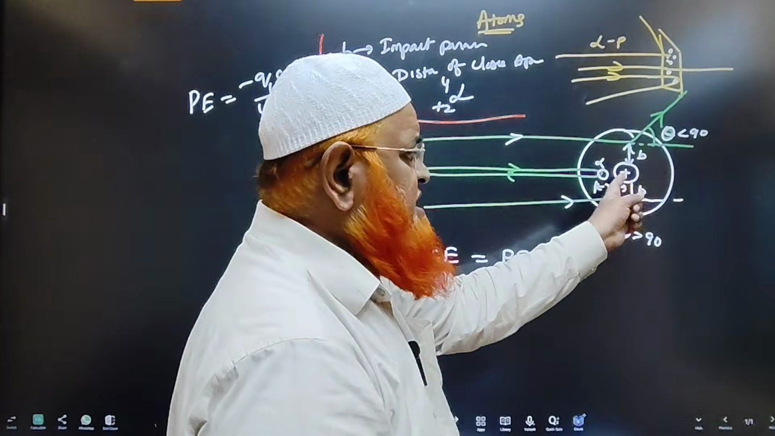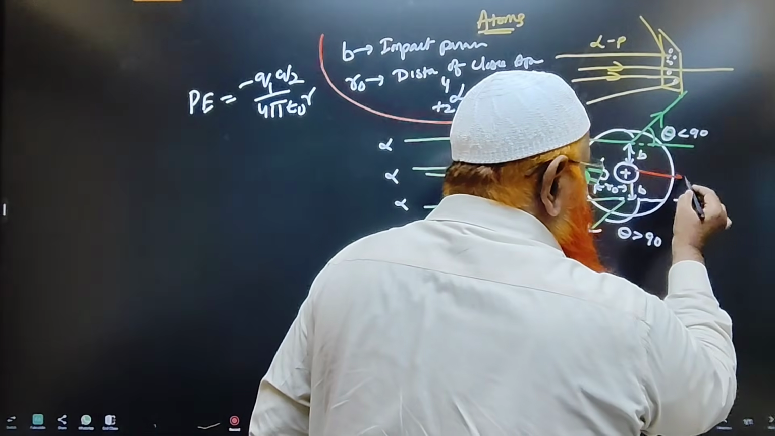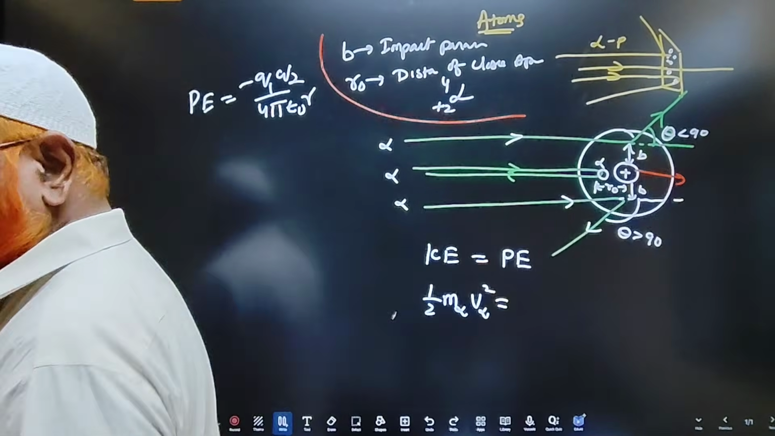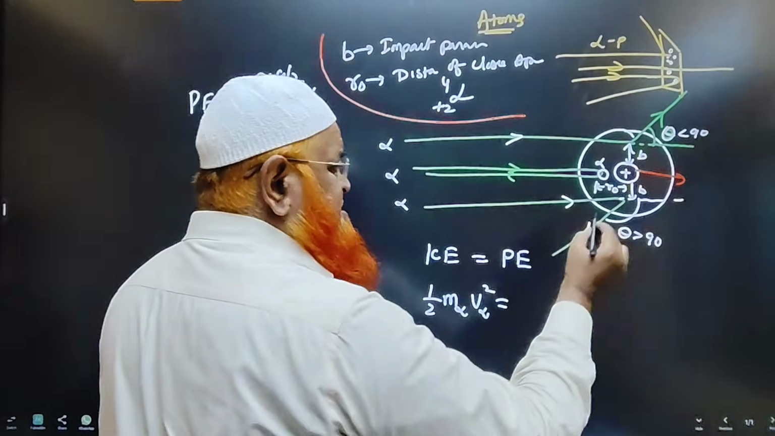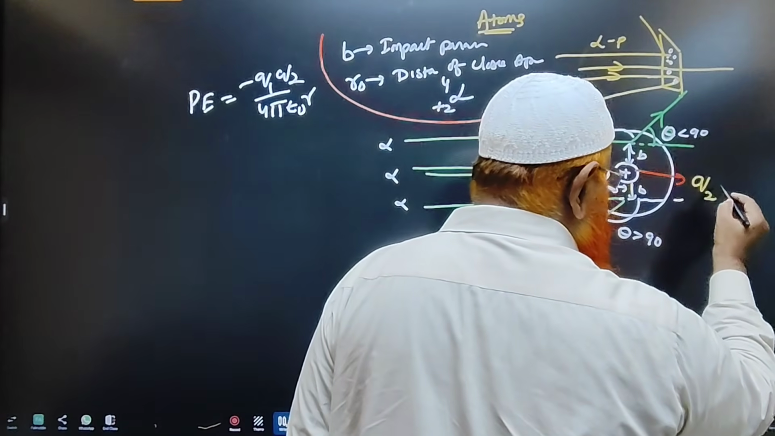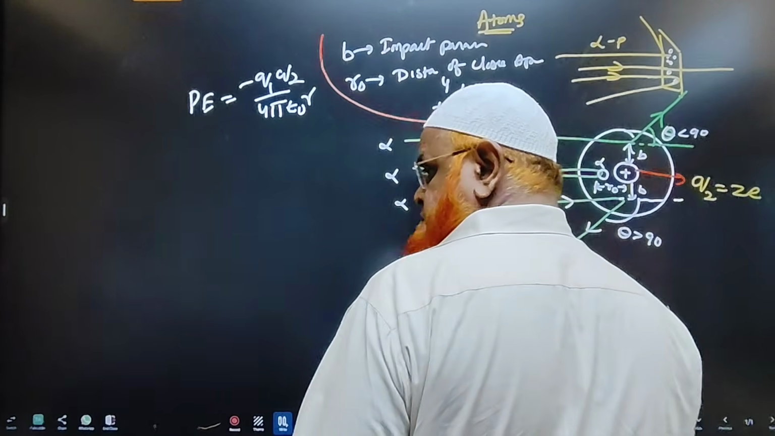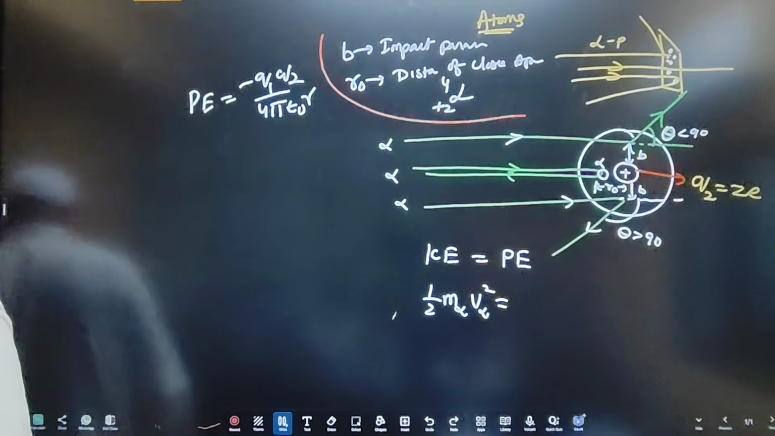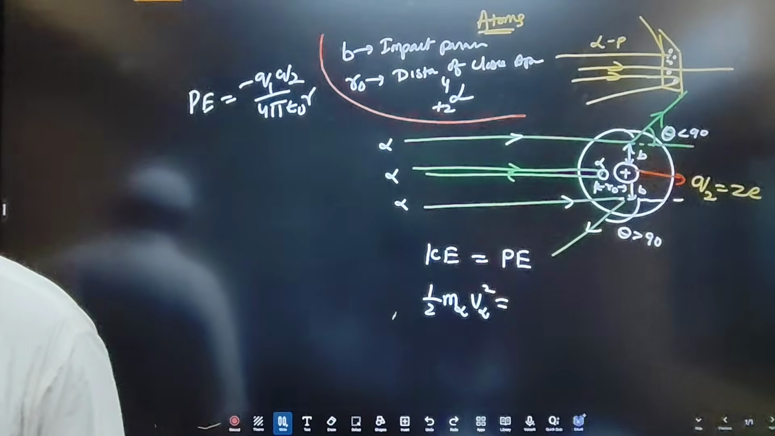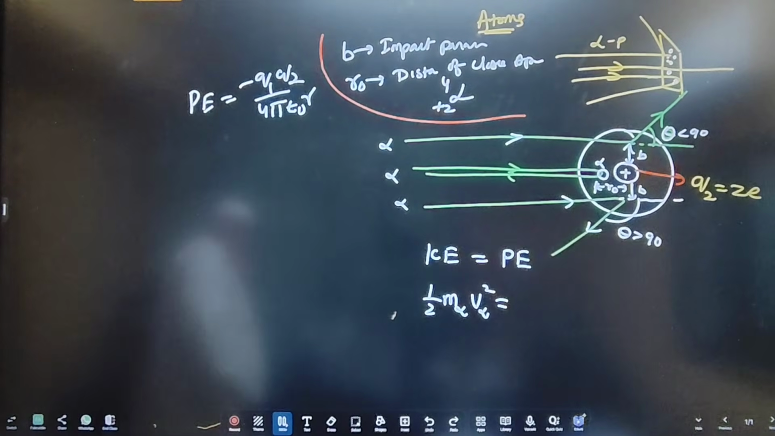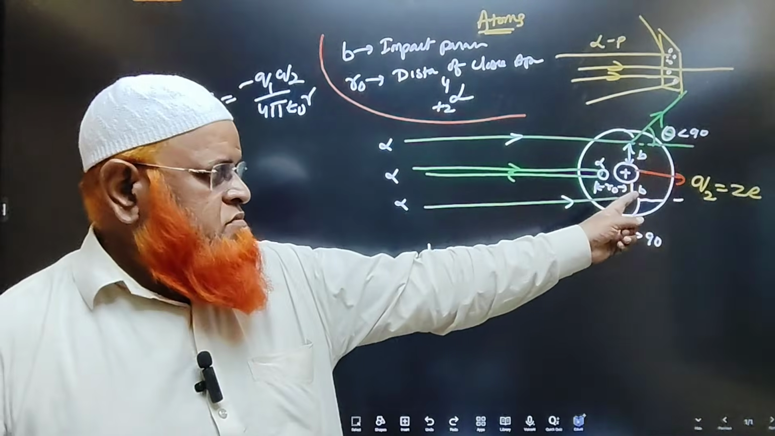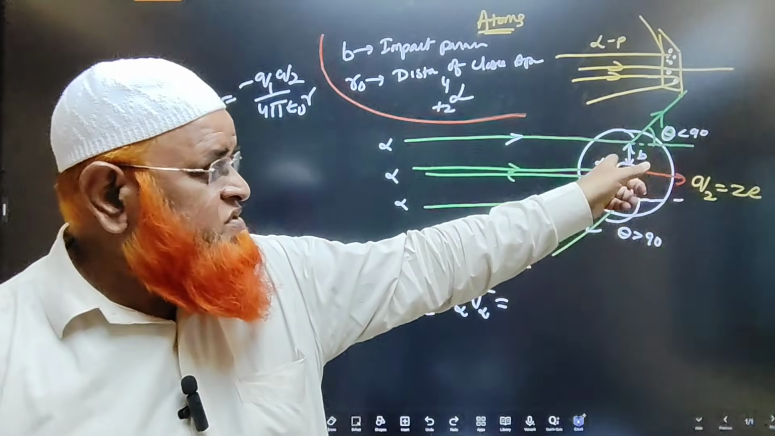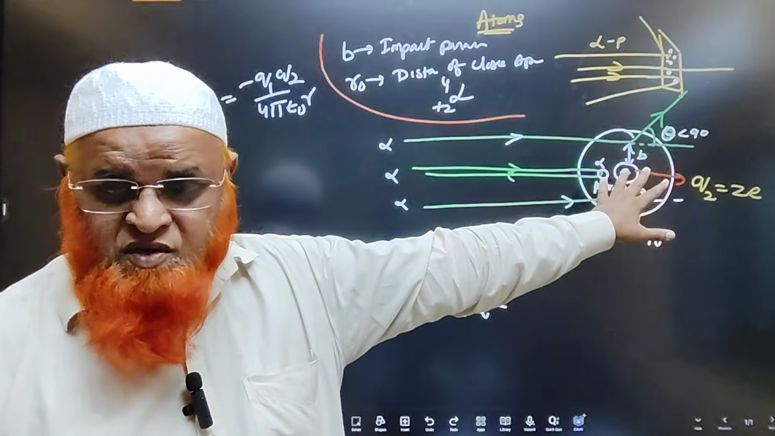Then here, if you take the nucleus, what is the charge inside the nucleus? The charge inside the nucleus is taken as q2, which is z into e. Here z is the atomic number of this gold, and e is the charge of an electron.